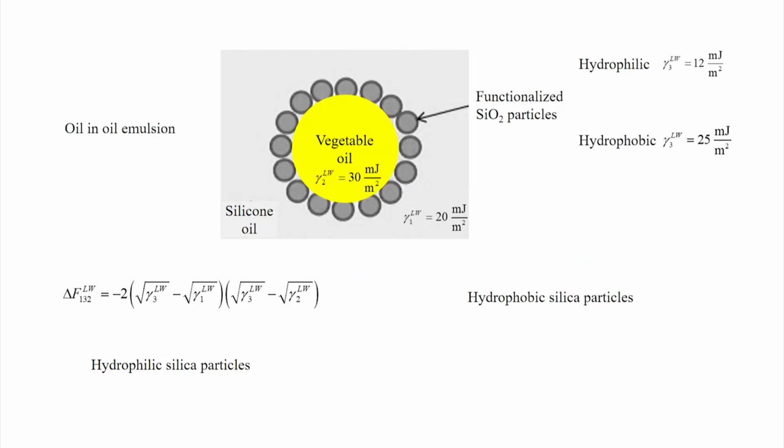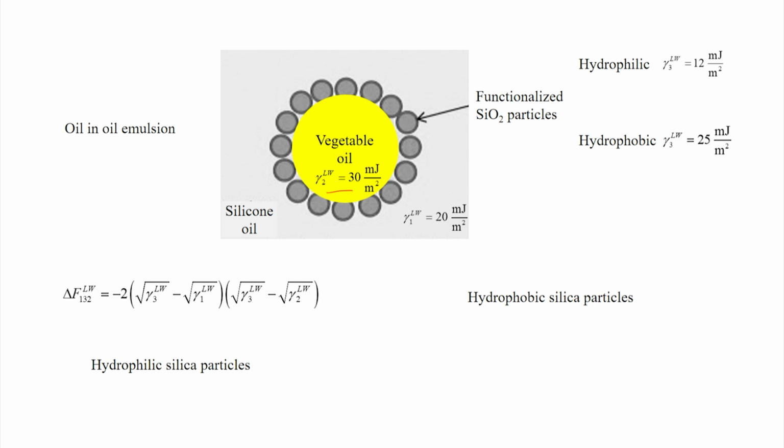Similarly, let us say that there is an oil in oil emulsion. Silicone oil and vegetable oil do not mix with each other; they have very different interfacial energies. Gamma 2, the vegetable oil, has a higher interfacial energy, that is 30, and gamma 1 is the silicone oil, which has a lower interfacial energy. Since it is lower, it will tend to be outside, and the vegetable oil having 30 will be inside, something like this.